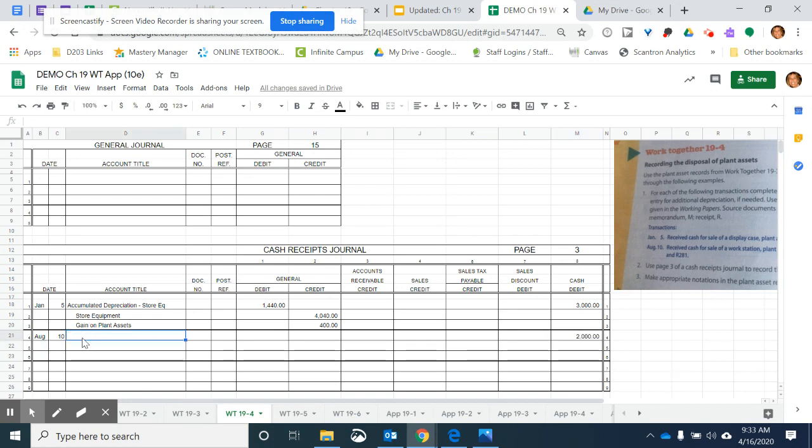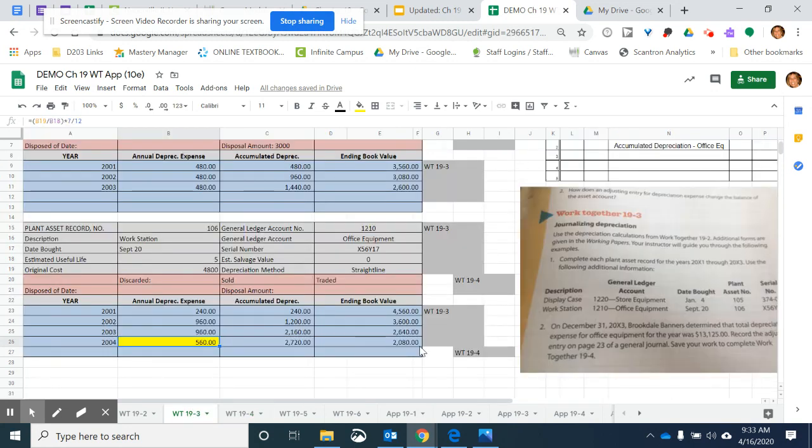We also know that accumulated depreciation is going to be debited. So I'm going to put that in there, but I'm going to change out the account to office equipment. And we know $2,000. Let's go back here just for a second. You don't have to do anything, you can just watch. We're getting $2,000 for this. So we did sell it.